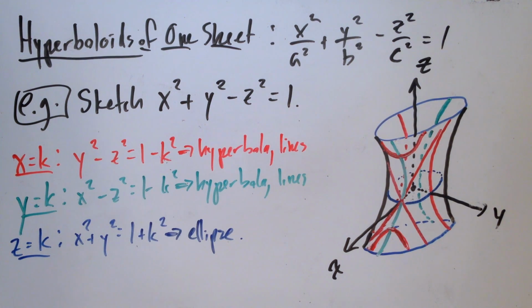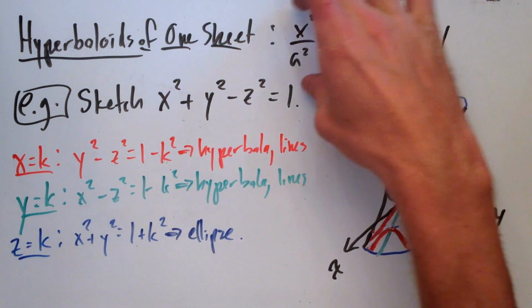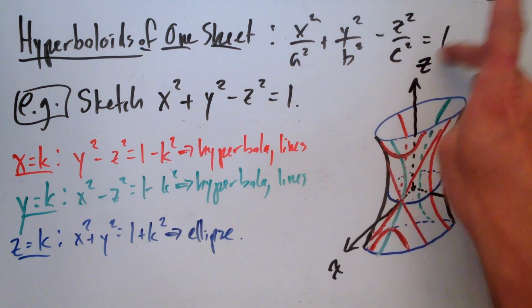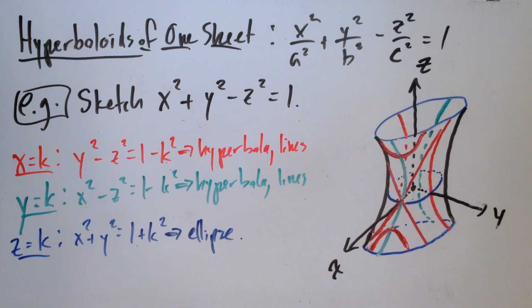Okay, so now we're going to talk about the next kind of surface, which are hyperboloids of one sheet. And this occurs when we've got something like x squared over a squared plus y squared over b squared minus z squared over c squared equal to 1. The important thing really is that x and y have positive coefficients, z has a negative coefficient, and their sum is equal to a positive number.